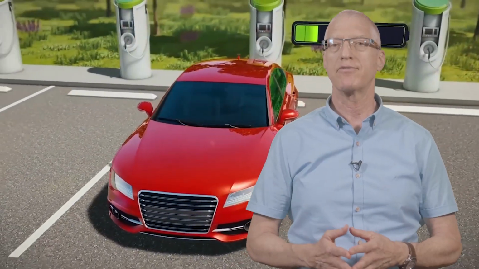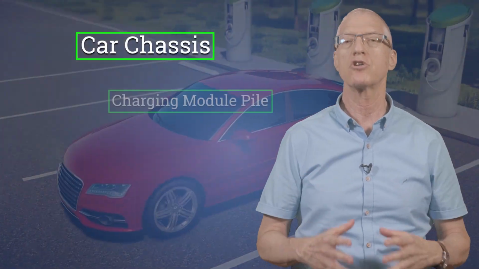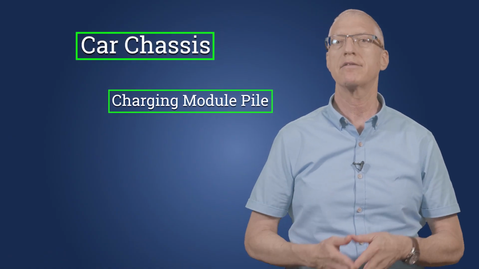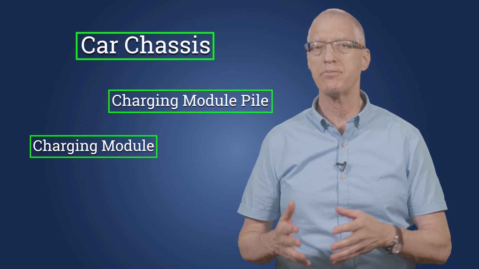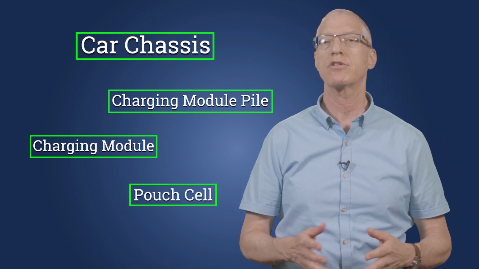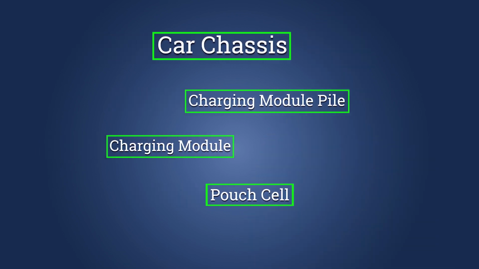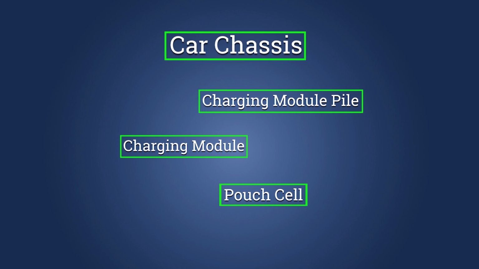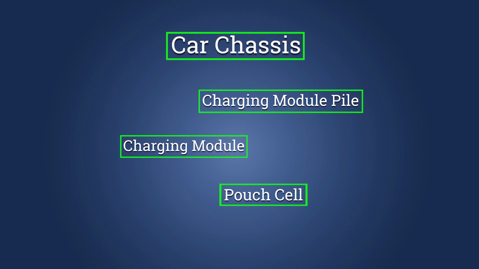The relation we have here is between the whole and its parts. The car chassis contains the pile of charging modules. Each pile is made up of many charging modules. Each charging module is composed of many pouch cells or batteries, and each battery consists of different materials. So, in the video we just saw, the car chassis can be called the whole, with the rest of the objects we listed, its parts.